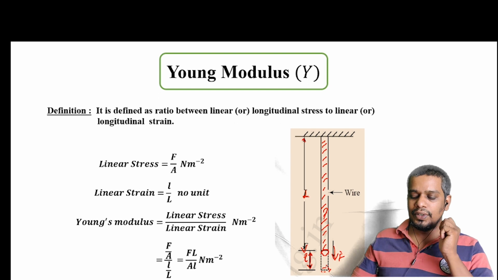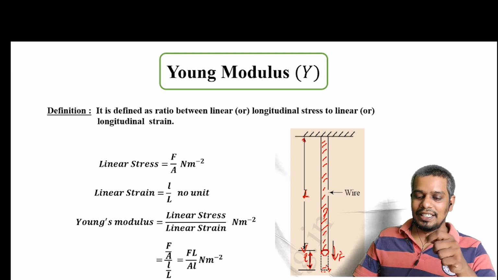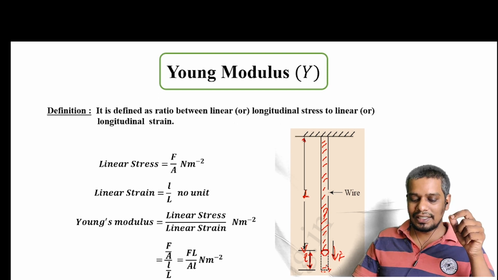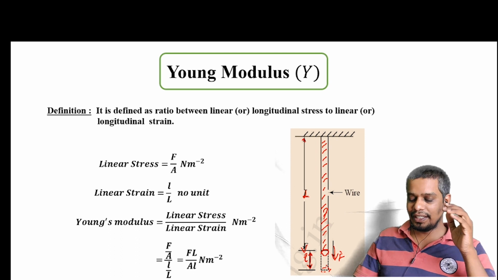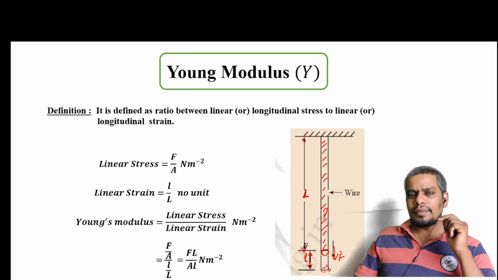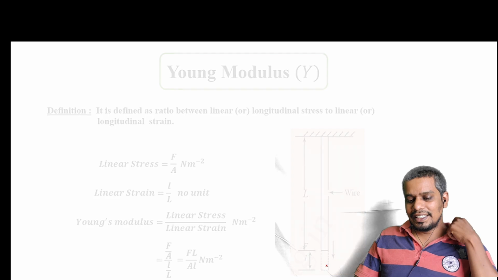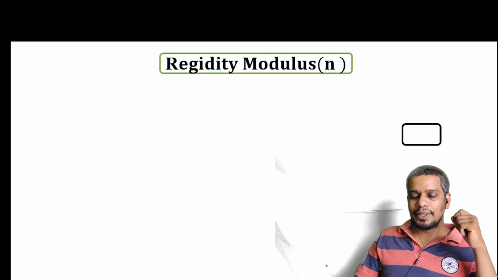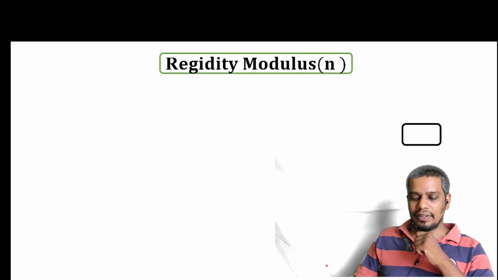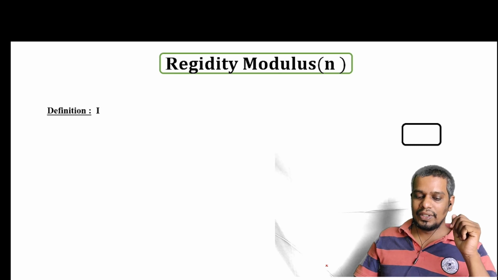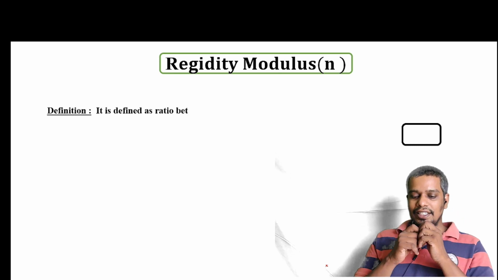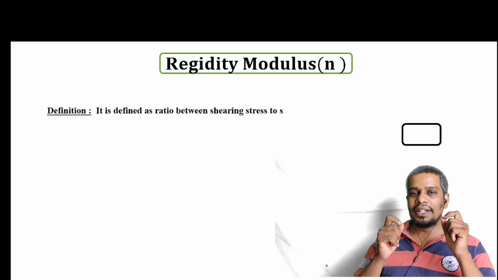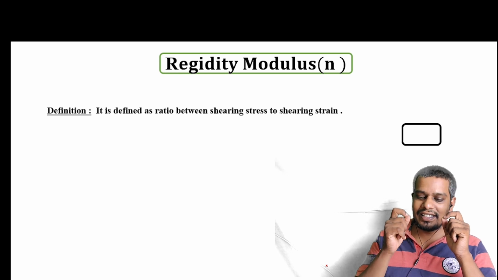Now we want to see what the rigidity modulus is. So Young's modulus is equal to, here finally I am giving the one definition. Now we have to define the rigidity modulus. The rigidity modulus, small n, we have to define it first. The definition is: it is defined as the ratio between the shearing stress and the shearing strain.